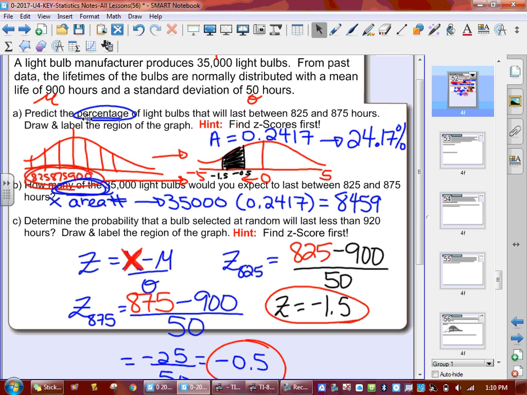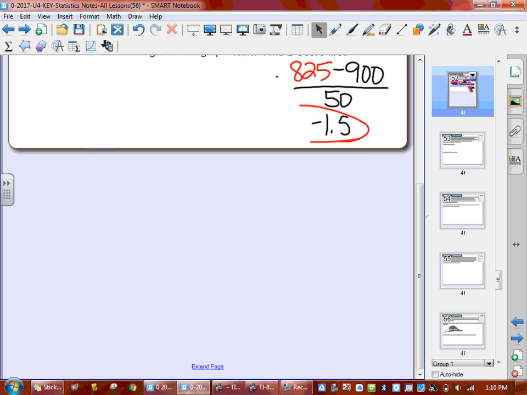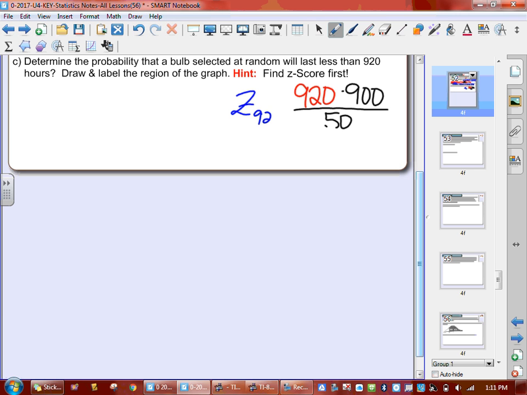No. All right, so when we take a look at letter C, determine the probability that the light bulb is going to last less than 920 hours. So we've got to do the same thing. We've got to find the z-score, and then we've got to find out where it's located on the graph. So right here where that 825 is, that's where I'm going to put my 920. So I want the z-score of 920: 920 minus my mean divided by standard deviation. So my z-score is going to give me 20 over 50, which is 0.4.